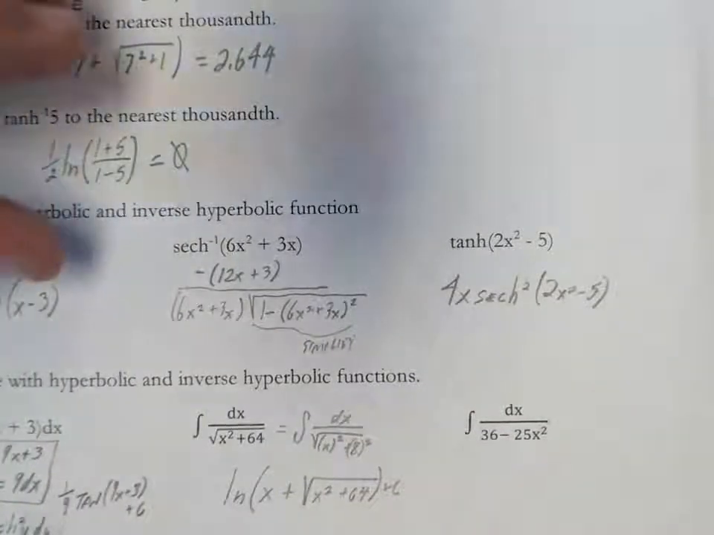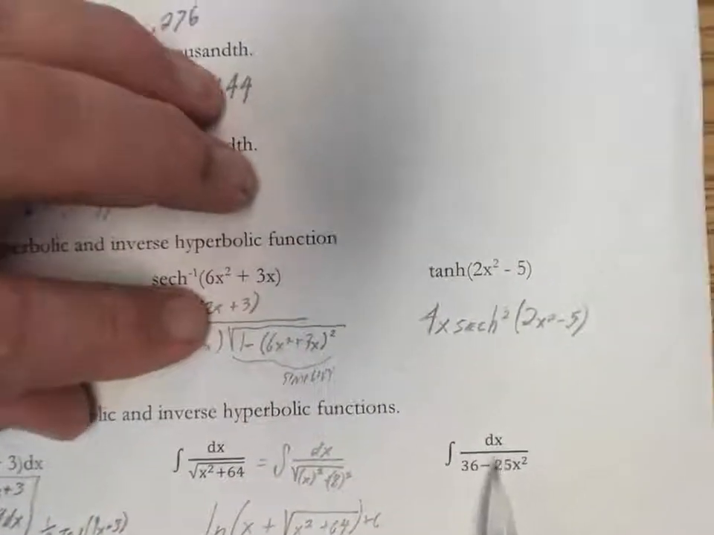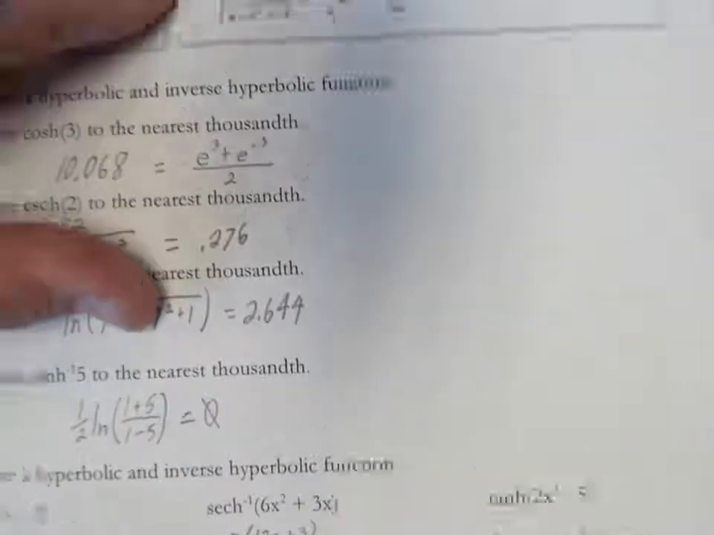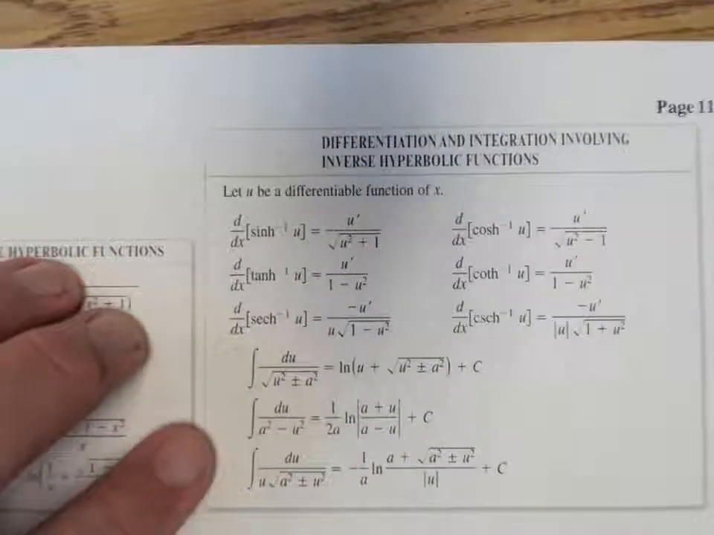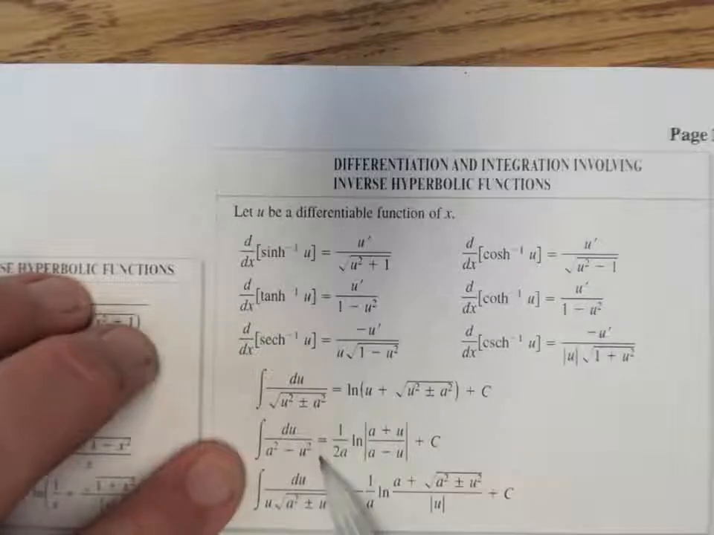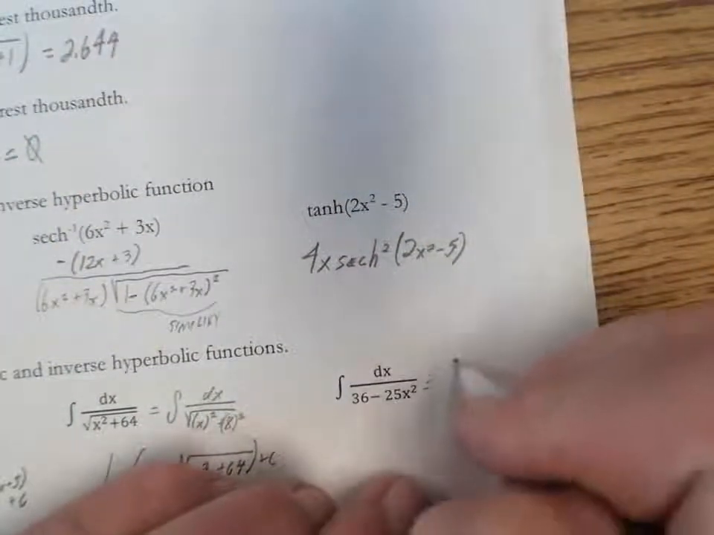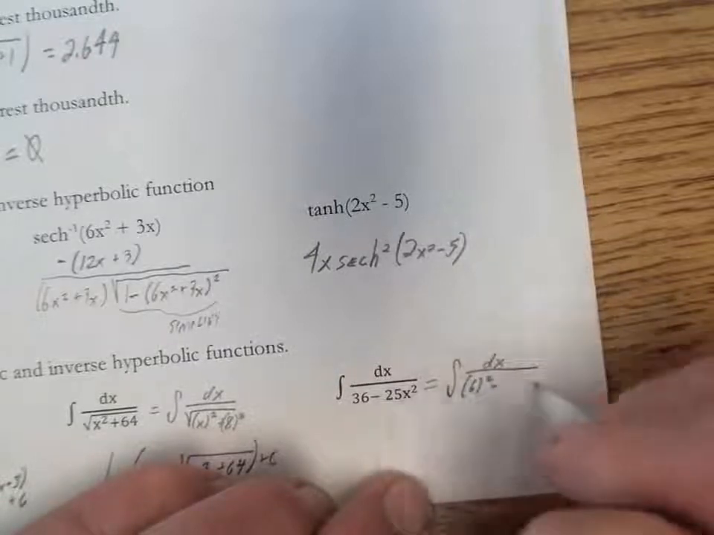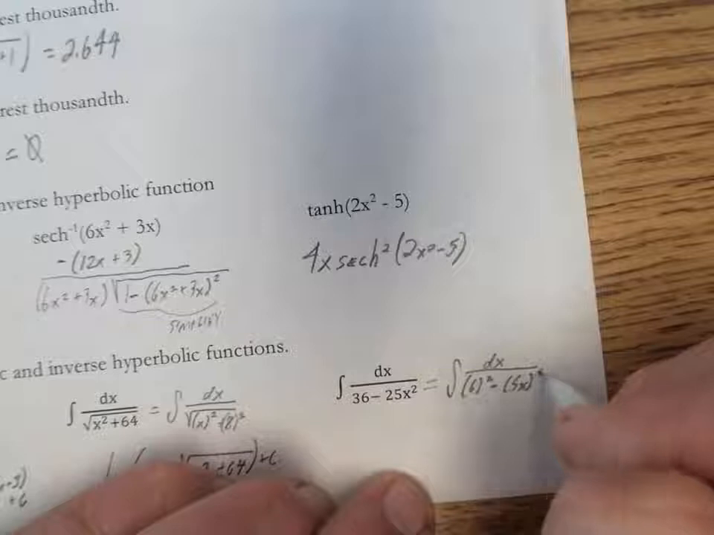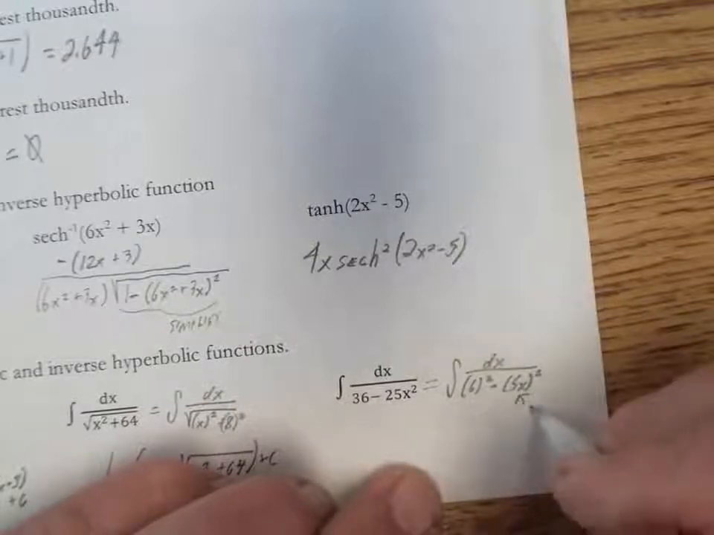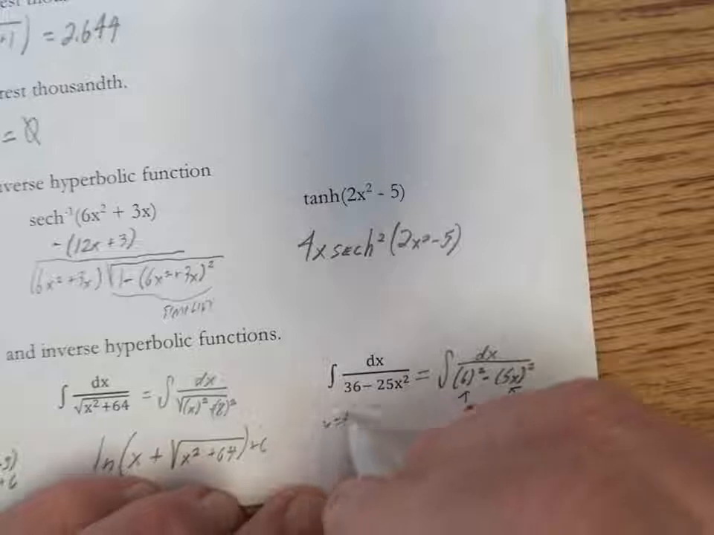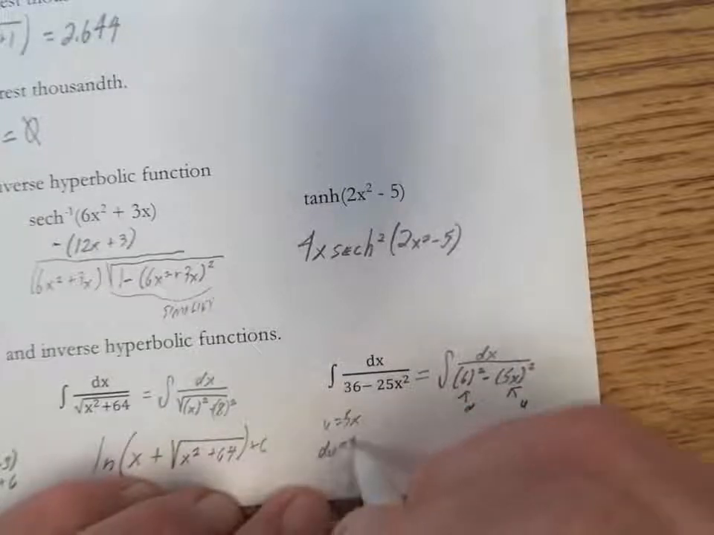And then for our last one, the integral of dx over 36 minus 25x squared. If I look at my formulas, I can go all the way back to the top, and I'll notice I have an a squared minus u squared right here. So I'm going to write it in terms of that formula. I'm going to have a 6 squared and a 5x quantity squared. So this is my u, this is my a. So u is going to be 5x. I have to do u substitution.